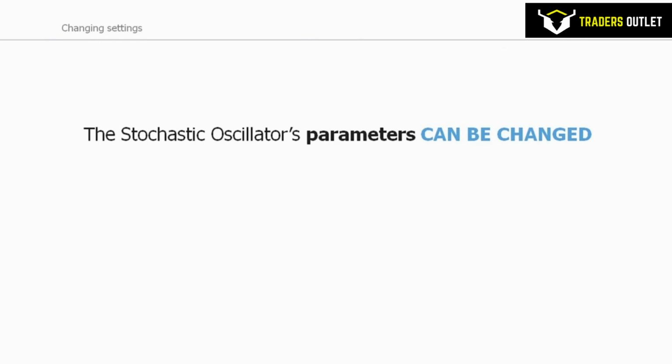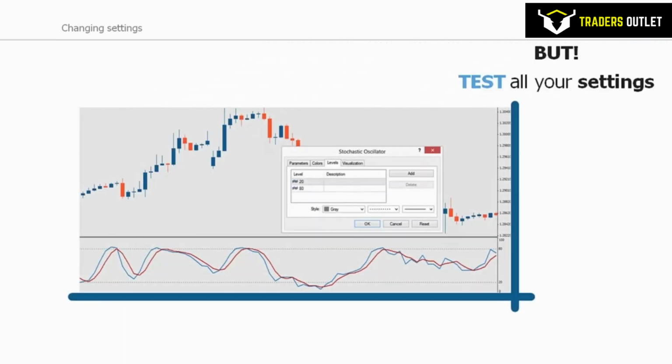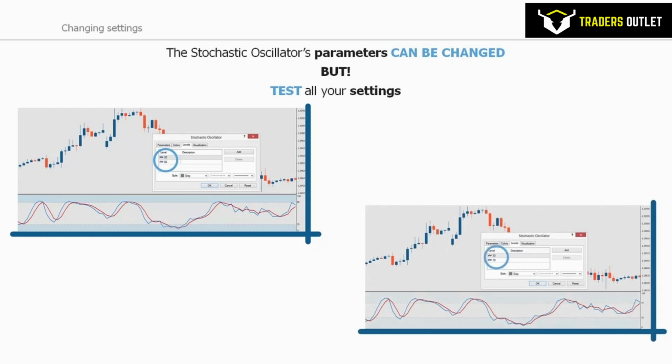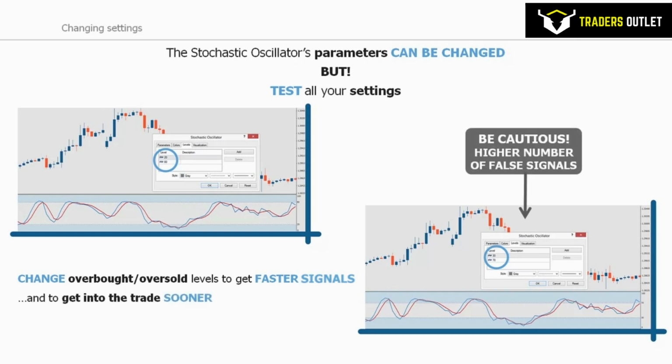As a trader, you can decide to change the stochastic oscillator's parameters to suit your trading style. However, it is vital to test whatever settings you decide to use. The standard settings used that indicate an overbought zone are between 80 and 100, while the oversold zone is found between 0 and 20. By lowering the overbought zone's level to 70 or raising the oversold zone to 30, you would find the indicator giving overbought or oversold signals much faster. This would allow you to get into the trade sooner, but the downside is that it would also increase the number of false signals given, leading to more losing trades.